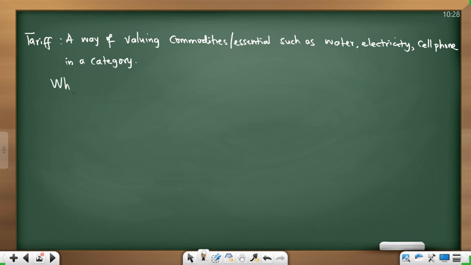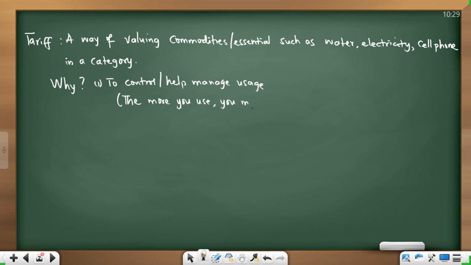And why do we do this? Why do we actually put these things on? Why are there tariffs? It is to control usage. Number one, to control or help manage usage, because we are simply saying the more you use, the more you pay.